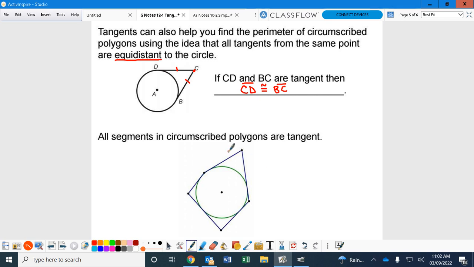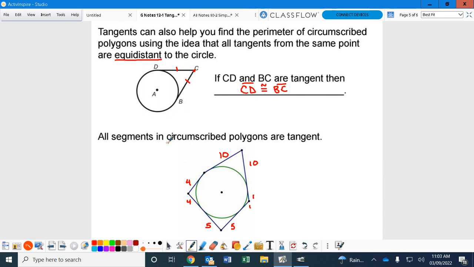So if I told you that this one right here was 10, then this one would have to be 10. This one is 1, this one has to be 1. If this one is 5, this one has to be, guys, it's not a hard concept. 4, 4. Whatever one side is, the other tangent has to be the same if they come from the same point. If they're both tangent from the same point, then they're going to be congruent.